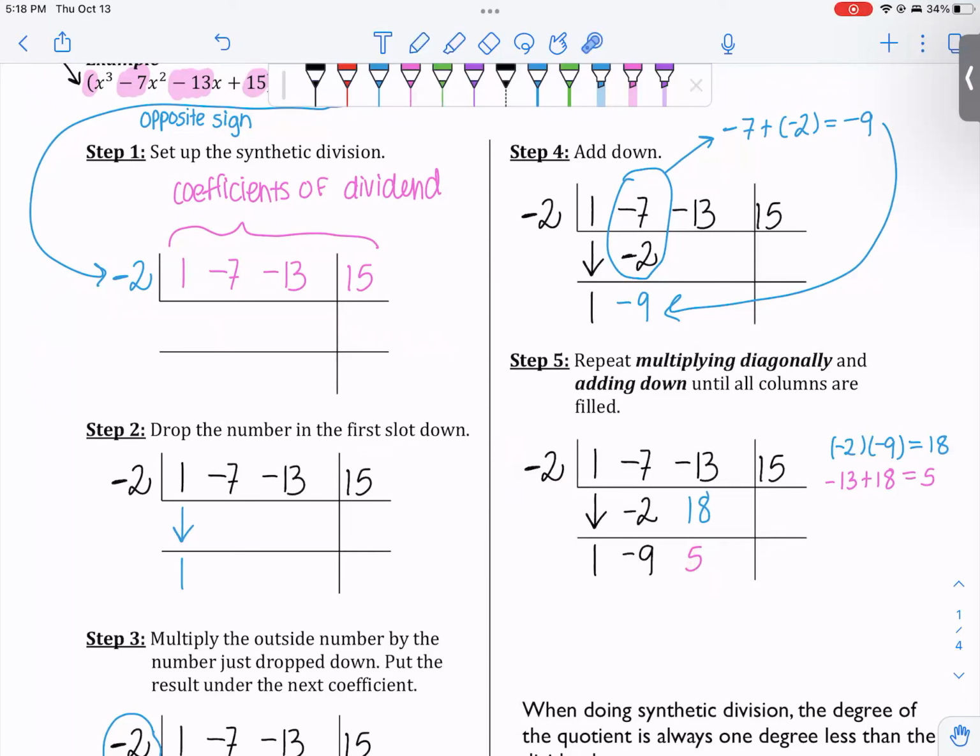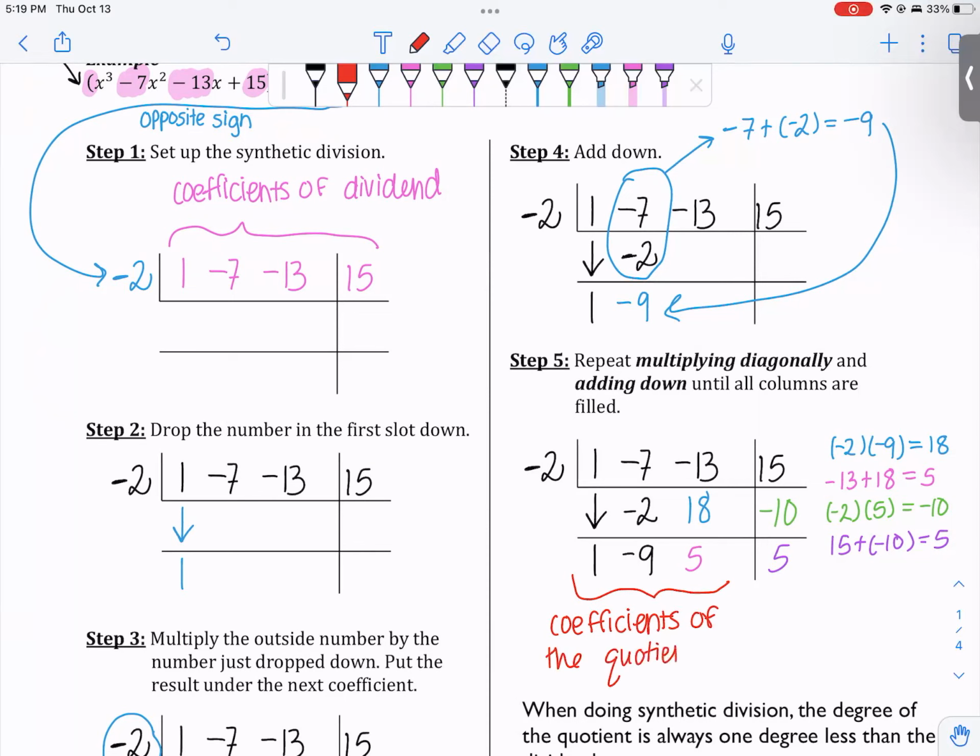Then negative 2 times 5 is negative 10. Negative 10 comes here. 15 plus negative 10 is 5. And my friends, we're done. And you might be like, okay, what? That doesn't make any sense. Well, the numbers on the left side of that vertical bar are the coefficients of the quotient, and this little guy here is the remainder.